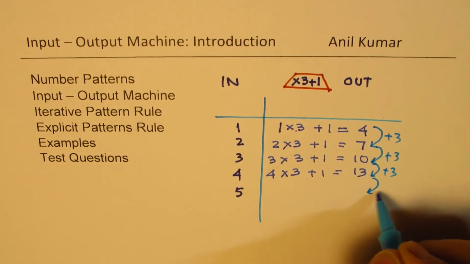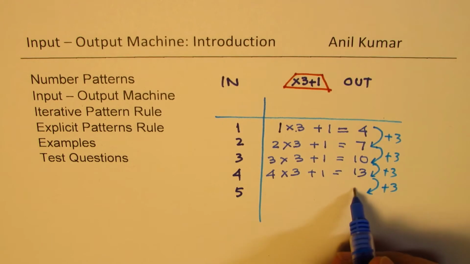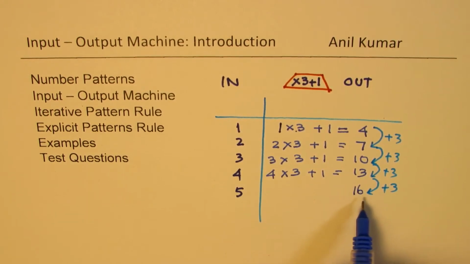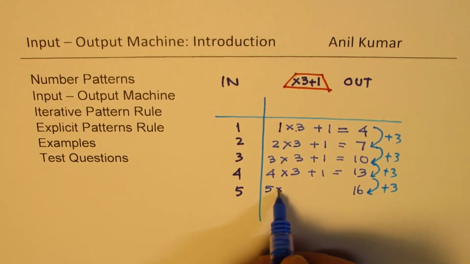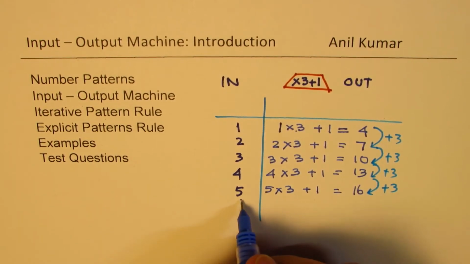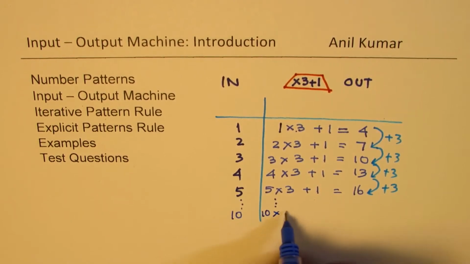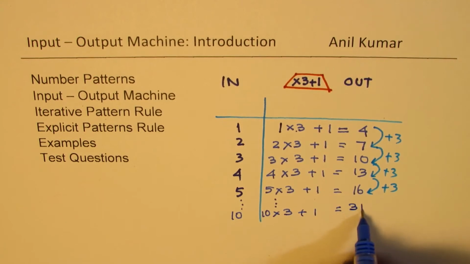So what do we expect the next number to be? We can do the reverse. Adding 3 will make it 16. Will it work? Let's check. 5 times 3 is 15, plus 1 is indeed 16. So like this, we can continue. And if I enter 10, then 10 times 3 plus 1 will be 31.